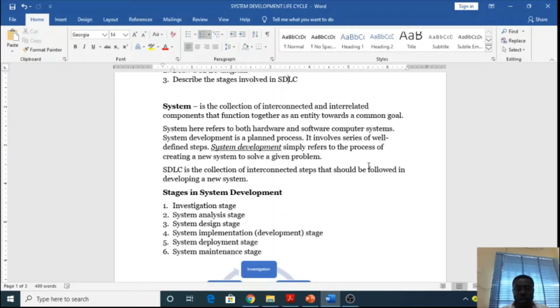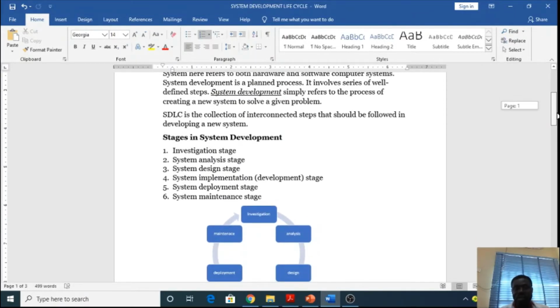You don't wake up one morning and decide to create a software or design a hardware to solve a problem. No, you plan, you sit down, you consider properly. It involves a series of well-defined steps. System development simply refers to the process of creating a new system to solve a given problem. So when you're creating a new system to solve a given problem, that becomes system development. Remember, we said whether it's hardware or software system.